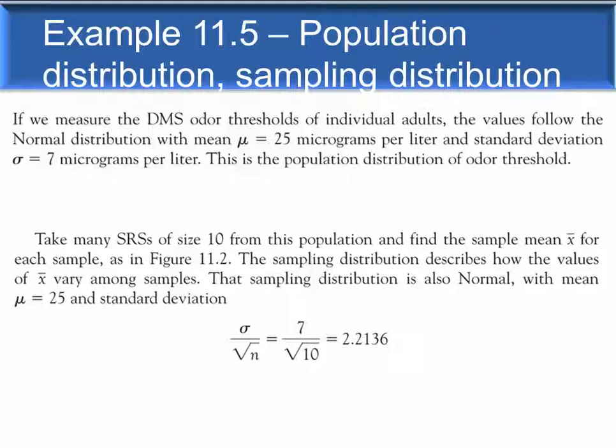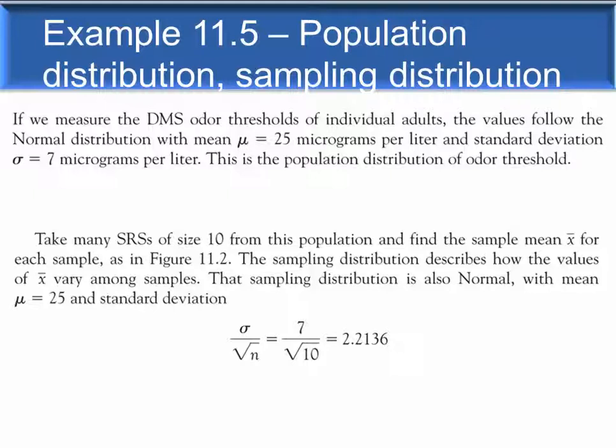Now, if we take many simple random samples, that's what that SRS is. And simple random samples is a very scientific process. So we're saying that we took some, even though we're calling it simple random samples, we've done a formal randomization process. So we've taken a whole bunch of samples of size 10 from this population and found the sample mean for every single one of those samples.